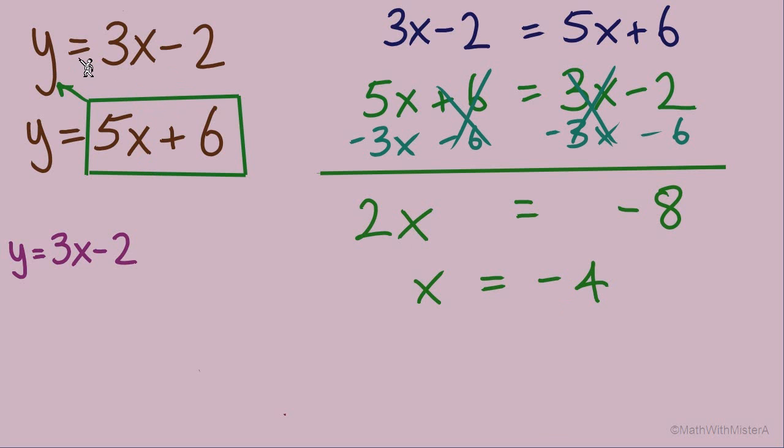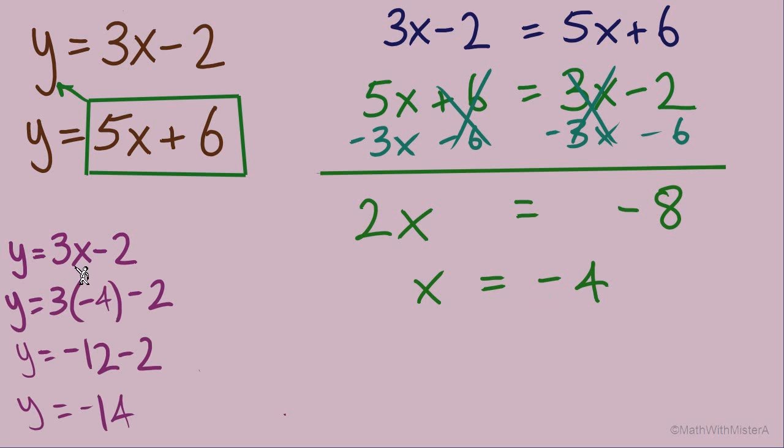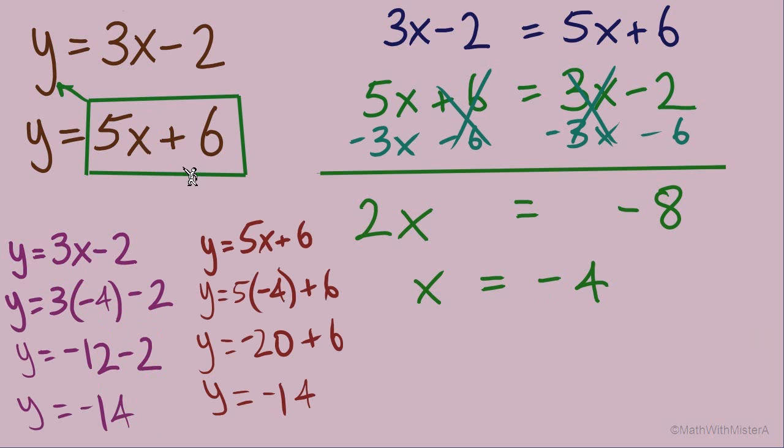So if we took the top equation, y equals 3x minus 2, plugging in the negative 4, we would have 3 times negative 4 minus 2. Order of operations gets us to negative 12 minus 2, then negative 14. Y equals negative 14. And if I chose the second equation to substitute into, 5x plus 6, 5 times negative 4 plus 6 gets us to negative 20 plus 6, and then negative 14. Same result both ways. So it doesn't matter how we spot the substitution initially.